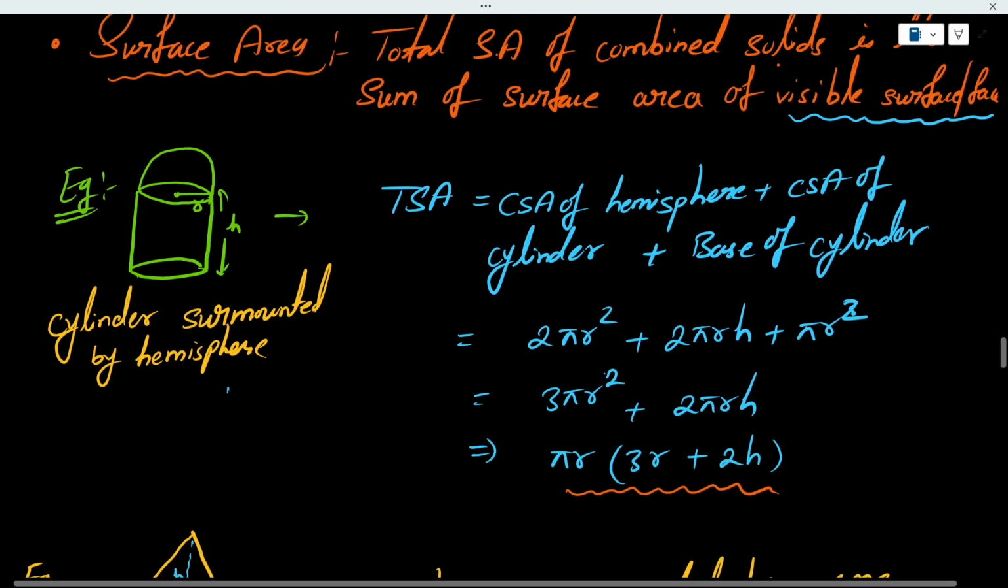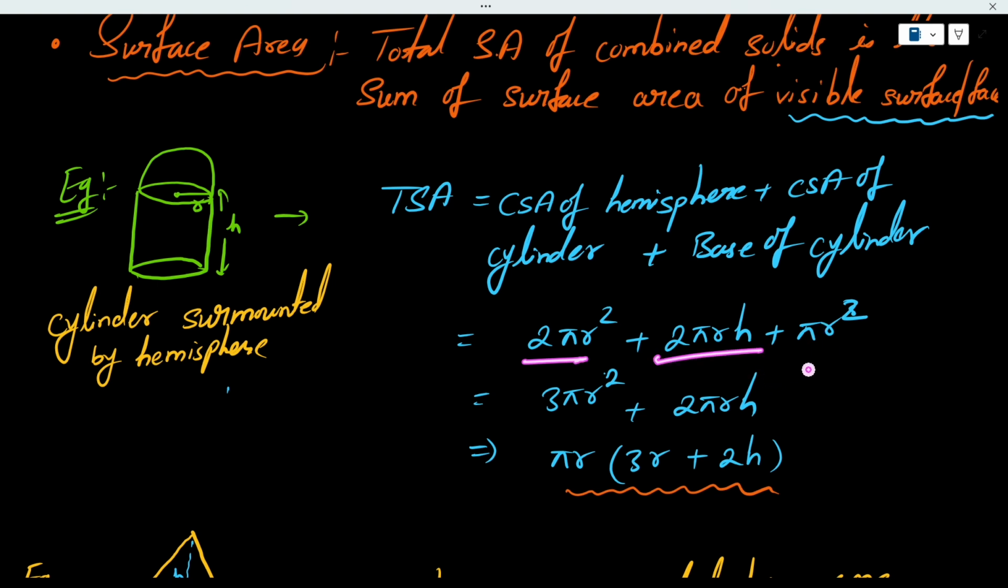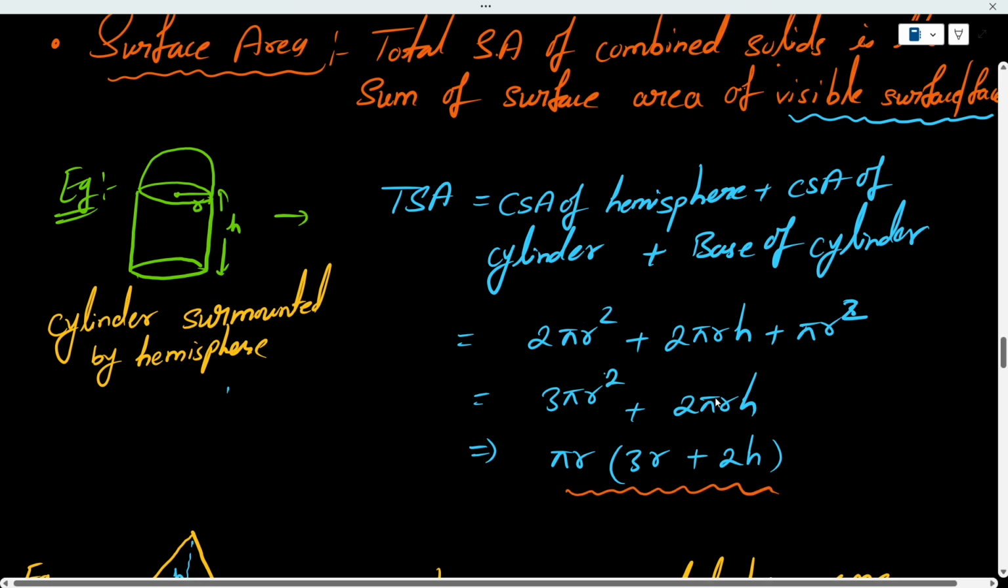So how are you going to take it here? 2 pi r square is the curved surface area of the hemisphere. 2 pi rh is the curved surface area, CSA, of the cylinder. Pi r square is the area of the base. Then in total you can add this: 3 pi r square plus 2 pi rh. Again, take pi r common: pi r times 3r plus 2h, to do the calculation, right?